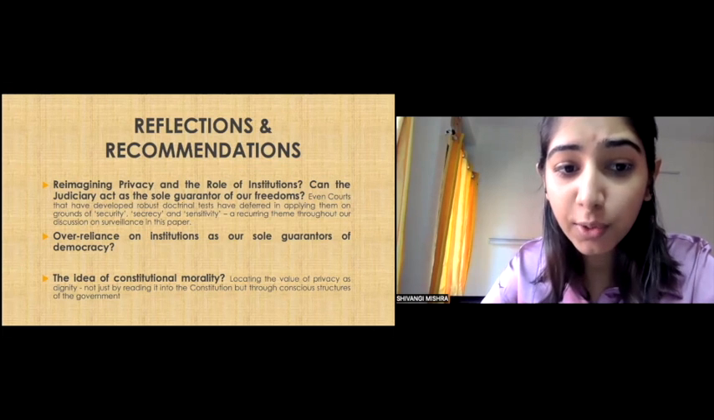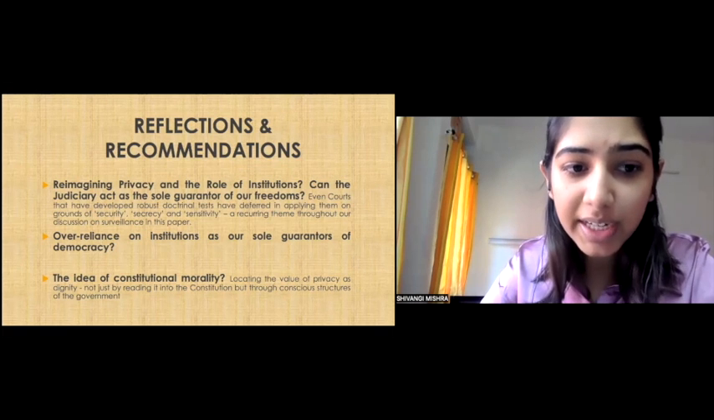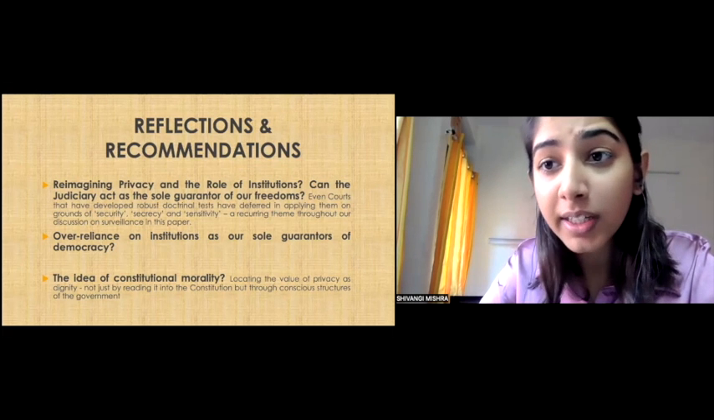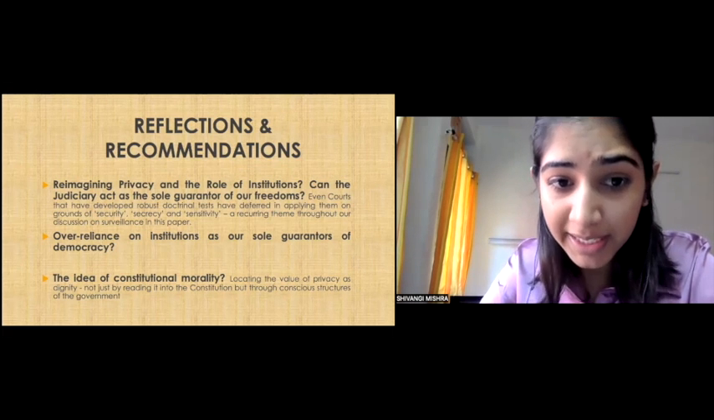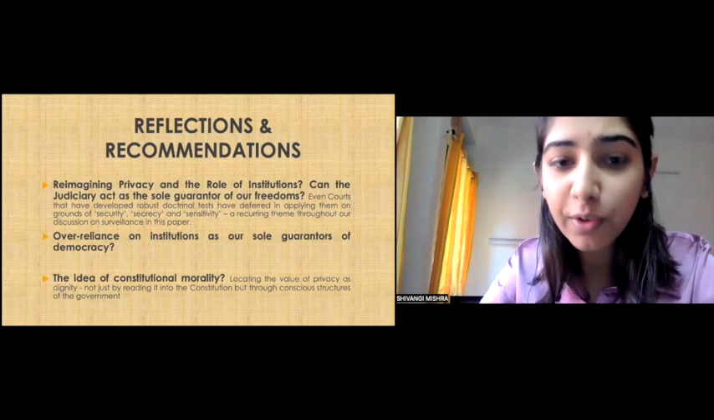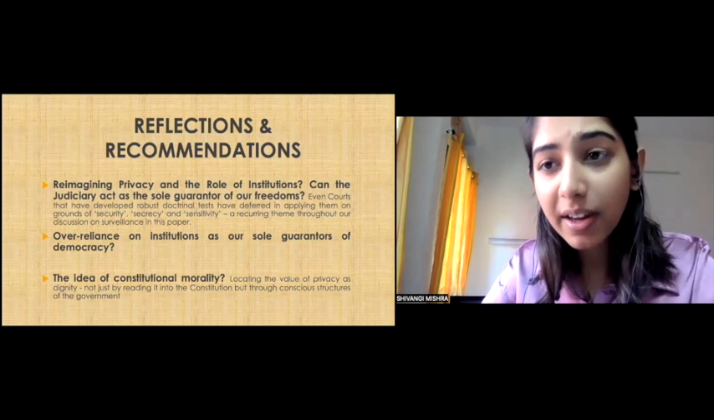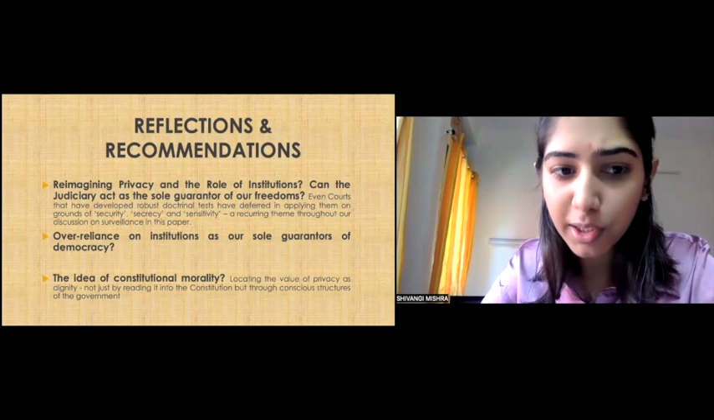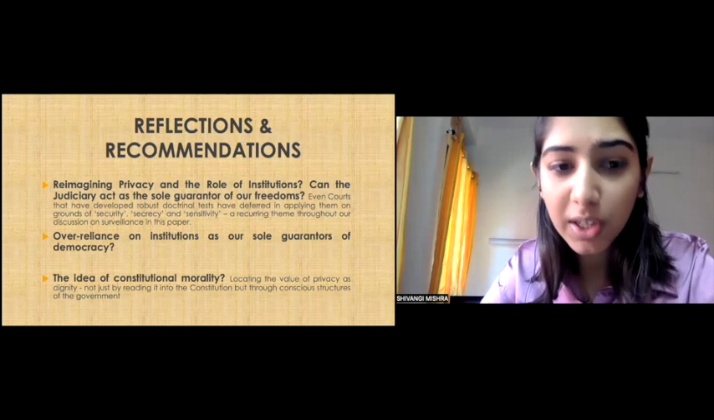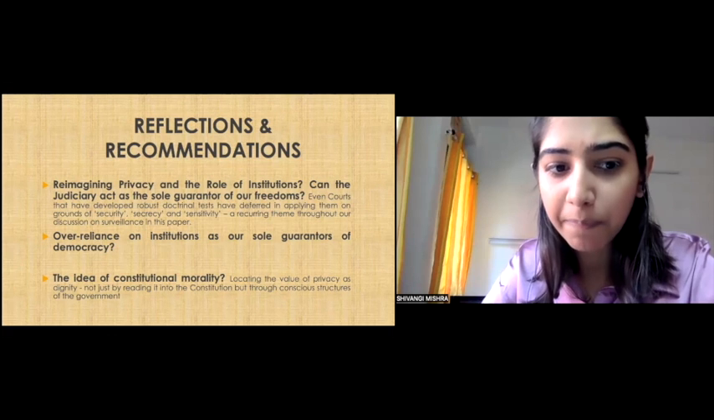There is a need to reimagine the way we conceptualize privacy. And as an approach, I discuss reimagining it in the context of constitutional morality, which means not only locating the value of privacy as dignity, not just through explicit references and reading it into the Constitution, but through conscious structures of the government and a conscious design to limit the abuse of state power.